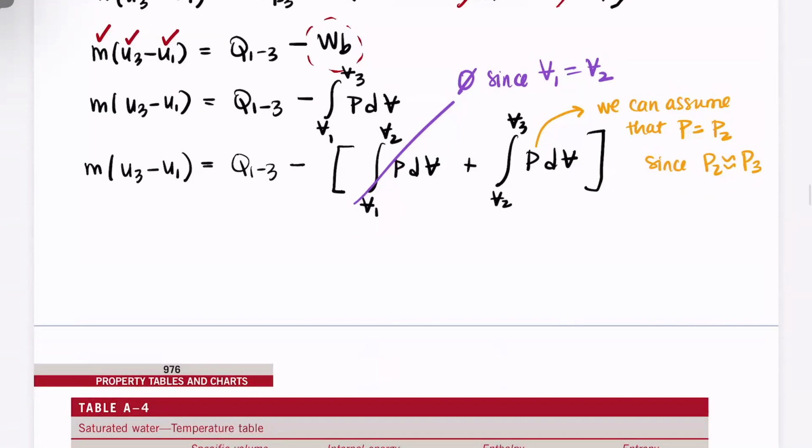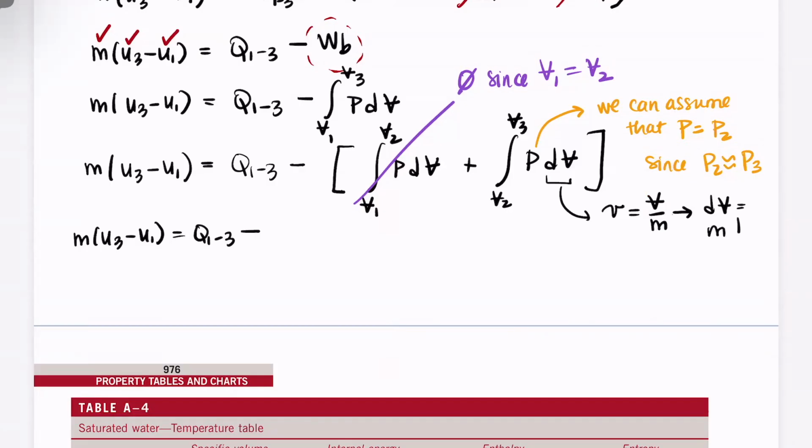Okay, so we have then that mass times U3 minus U1 is equal to Q13 minus, oh, and one more thing, sorry. If you remember, specific volume is volume over mass. So I can write dV as m times the differential of specific volume, okay? Because we have specific volumes, not total volumes. So I'm going to write it this way. So I have mass times P2 times V3 minus V2.